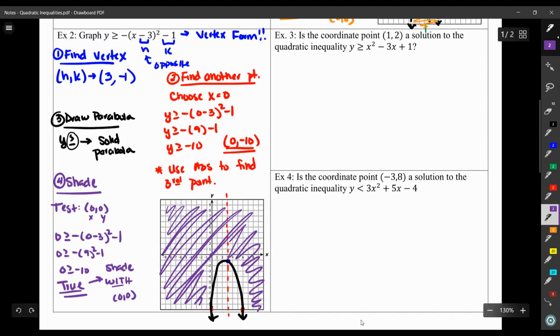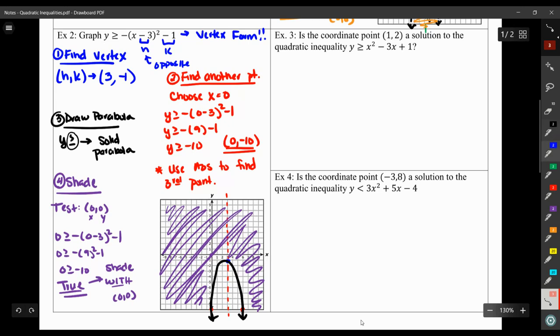And here should have been your solution for example number 2. So we found the vertex, we found another coordinate, and if you chose a different x, you will have a different point than I do. But you should still have the same basic parabola. The parabola should be solid because it is a greater than or equal to. That is what makes it solid. And then to figure out the shade, choose a test coordinate. I again chose 0, 0 because that's the easiest point to choose, and it came out to be true. So we wanted to shade with 0, 0 instead of without.